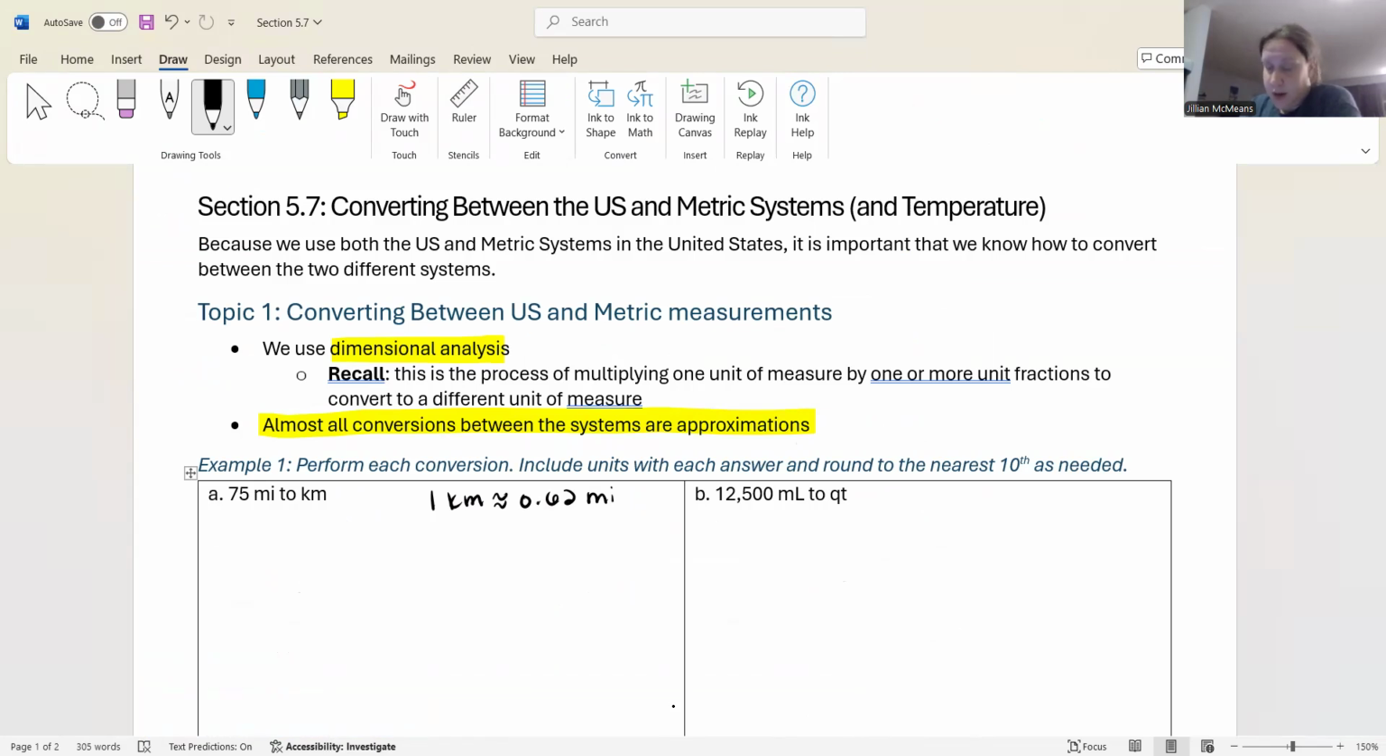So I'm going to start with what I have, which is 75 miles. I want to multiply that by a unit fraction that relates miles and kilometers. I want miles in the denominator, kilometers in the numerator. And the conversion we have is that 1 kilometer is approximately 0.62 miles. Okay, so we can see here that miles have canceled, leaving kilometers in the numerator.